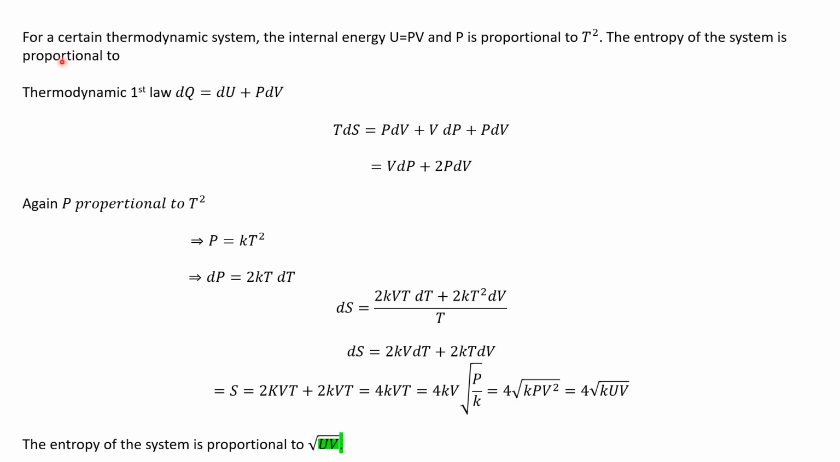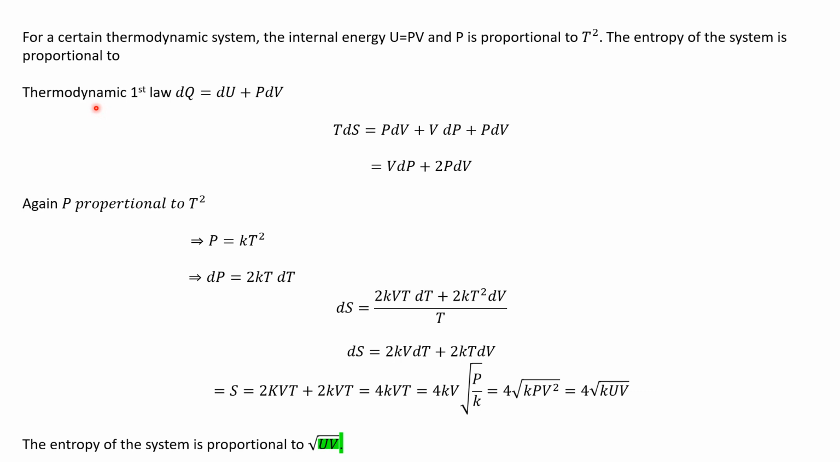The question is, for a certain thermodynamic system, the internal energy U is equal to PV, and P is proportional to T square. The entropy of the system is proportional to, and we have to find out how the entropy is proportional to U and V.